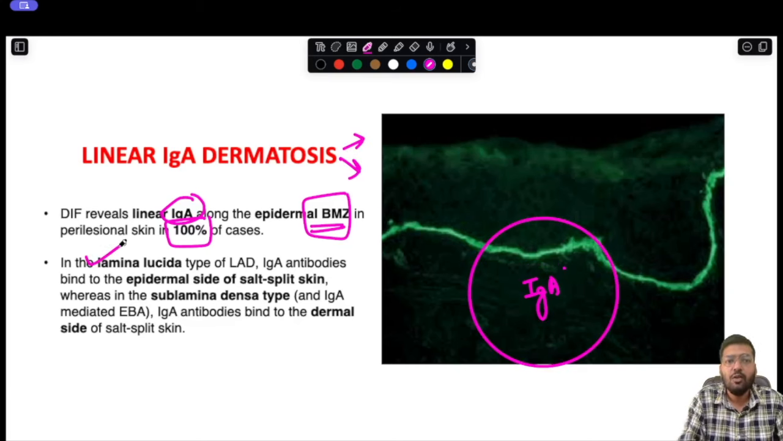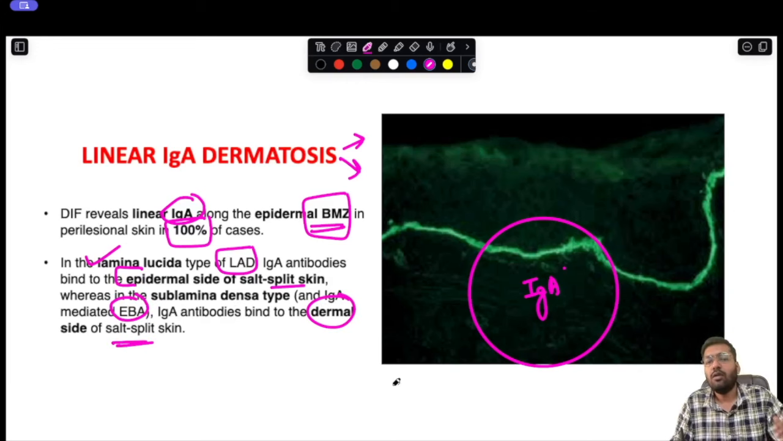So in the lamina lucida type of LAD, IgA antibodies bind to the epidermal side of the salt split skin, whereas in the sublamina densa type and in the IgA mediated epidermolysis bullosa acquisita also, IgA antibodies bind to the dermal side of the salt split skin. So depending on which side the deposition is on, if it is on the epidermal side, then we call it the lamina lucida type of LAD. If it is on the dermal side, we call it the sublamina densa type of linear IgA dermatosis.